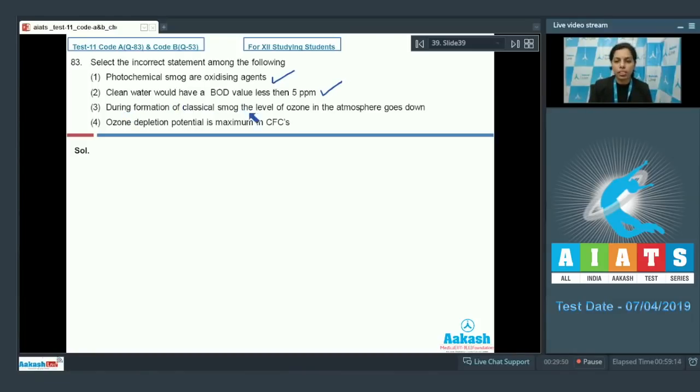After that, third option. During formation of classical smog, the level of oxygen in the atmosphere goes down. This is an incorrect statement. I'll just mark a cross here. After that, ozone depletion potential is maximum in CFCs. Yes, we know that chlorofluorocarbons are the most effective reasons for ozone layer depletion. So, this is also correct. So, only one statement is incorrect. That's given here as option 3.